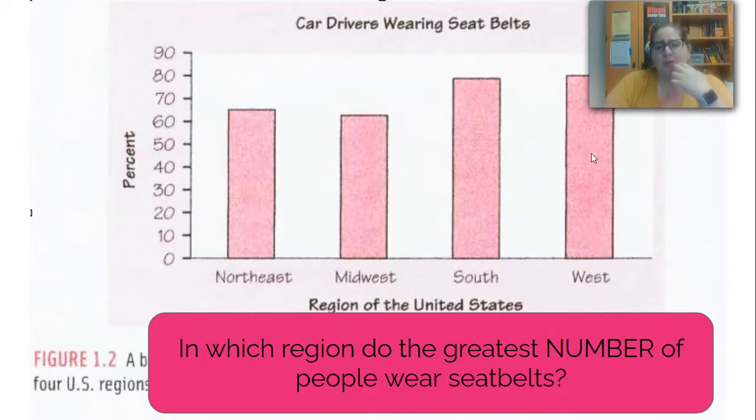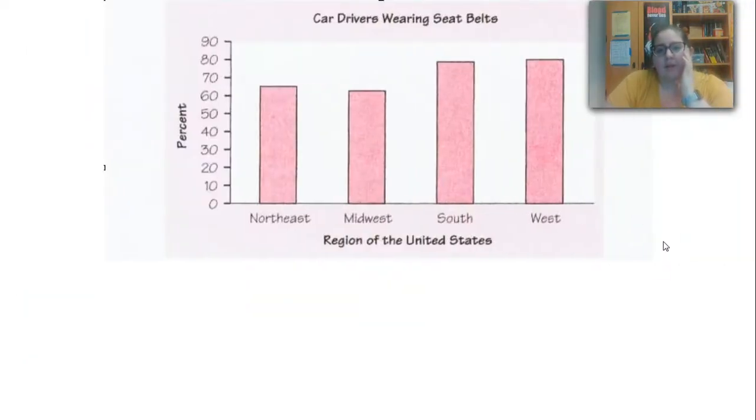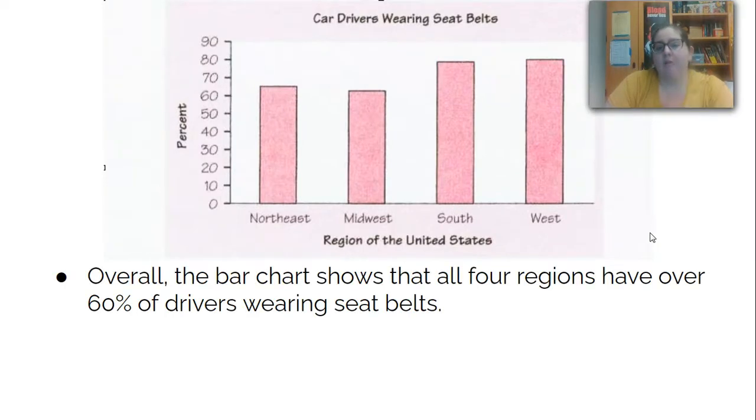So I don't know for sure that West actually has the greatest number, because maybe West had a really small sample size and the Northeast had a really big sample size, or there's more people. So we can't really say number based on this graph alone. All we could talk about is that overall, all 4 regions have over 60%.